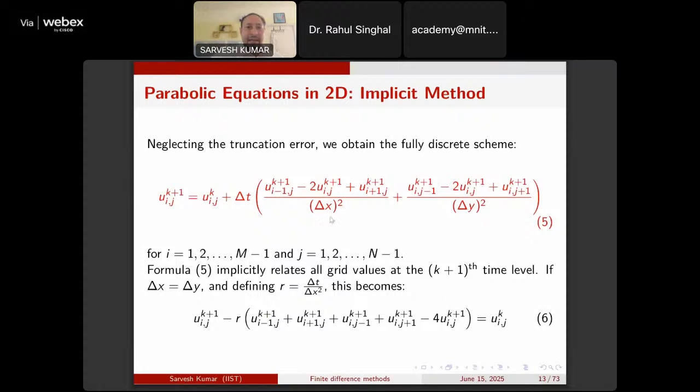So I can rewrite, neglecting the truncation error, this equation this way. Again, the same notation, R is delta t by delta x squared. I can write this in a matrix form. This is your matrix structure, right? So now, of course, it is consistent. That's straightforward. But whether it's stable or not, that we need to check.